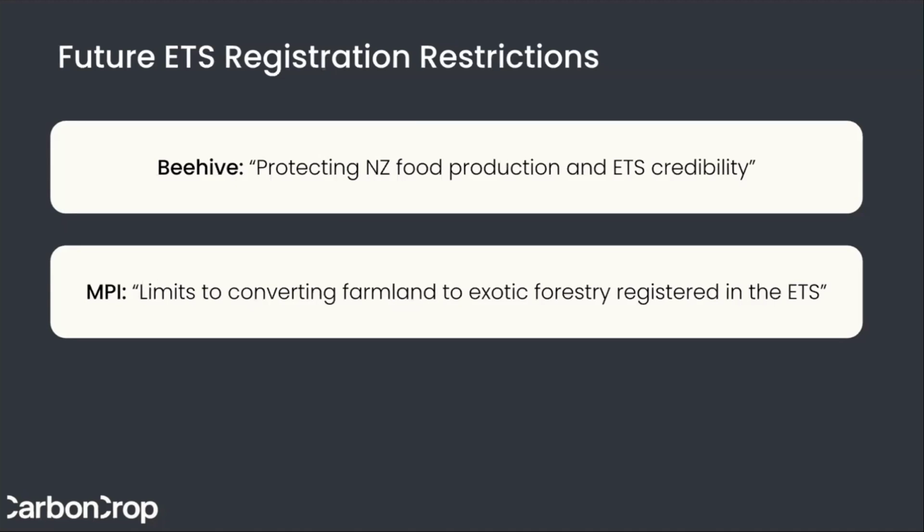And the goal of the policy is to protect productive food land and help support ETS credibility by largely limiting, to some degree, the anticipated future exotic afforestation, which was at least forecast as a possibility and maybe a threat to unit prices.